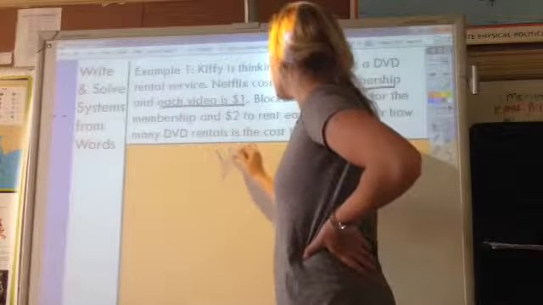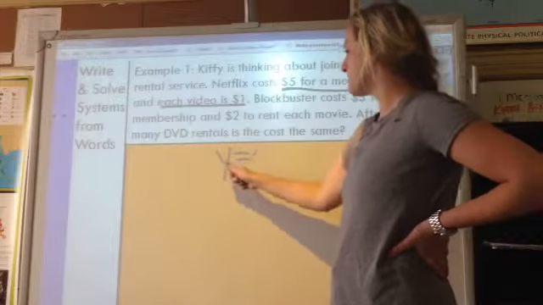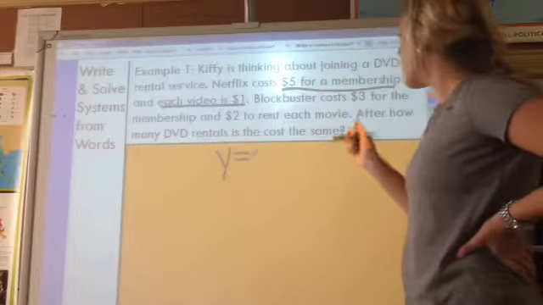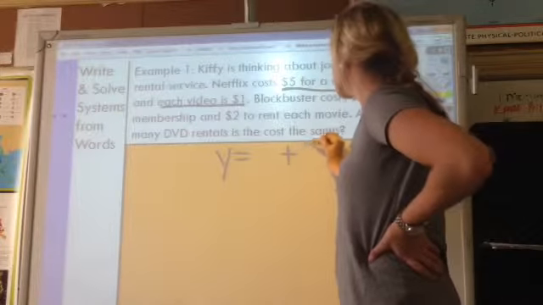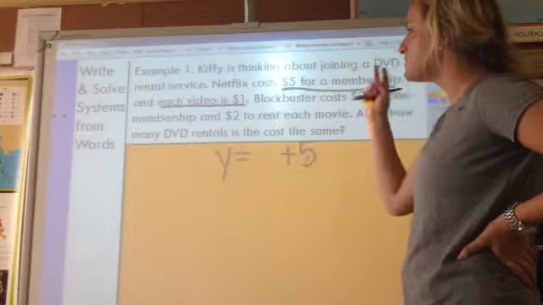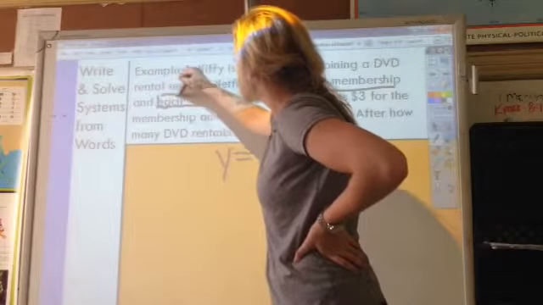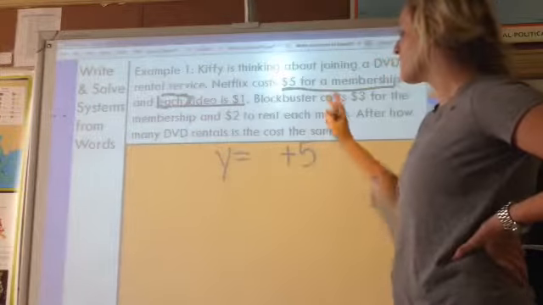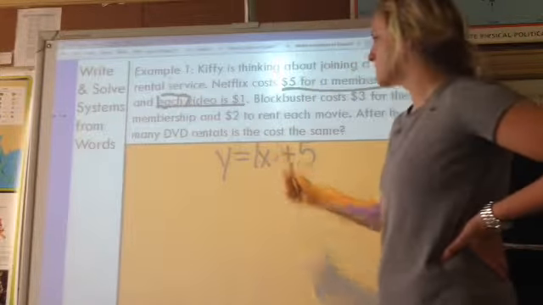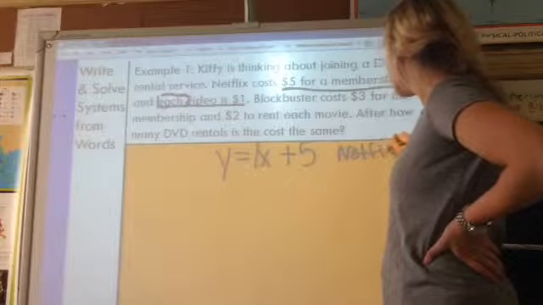I know my equations will be y equals. I'm trying to figure out what the cost is. So y is going to represent my cost. Netflix costs $5 for a membership. That will never change. That's always my constant, so that's going to be my y-intercept. Each video is $1. Whenever I hear "each video," the word "each" can tell me that this is going to be multiplication, because I don't know how many videos it's going to take in order for it to match the other membership. So that's just going to be represented with 1x, where x is my variable. So this is Netflix. My pen is your pen. Make sure you have this down.